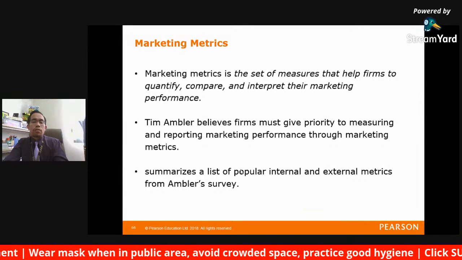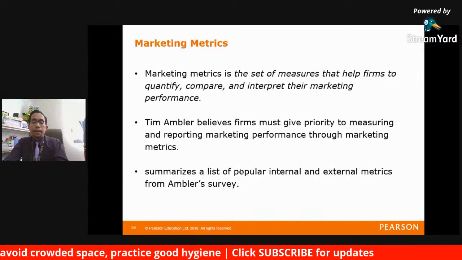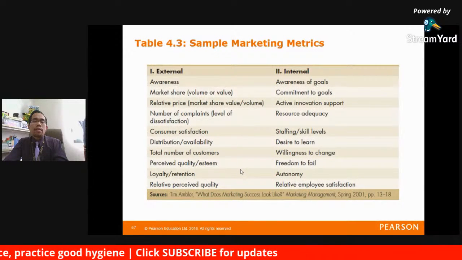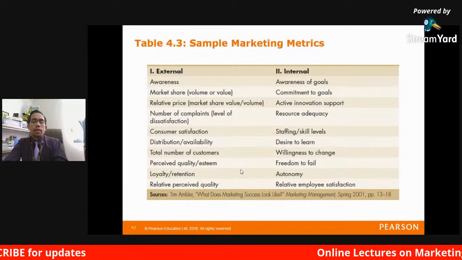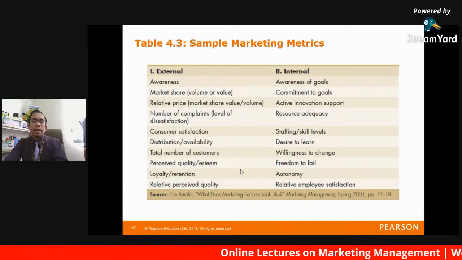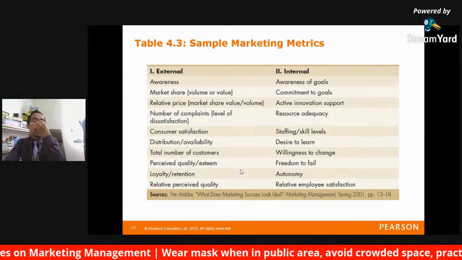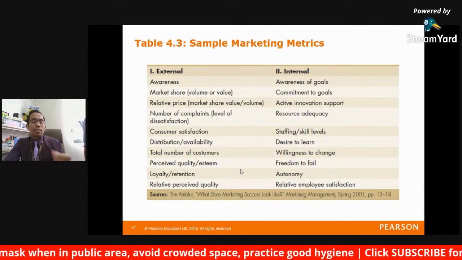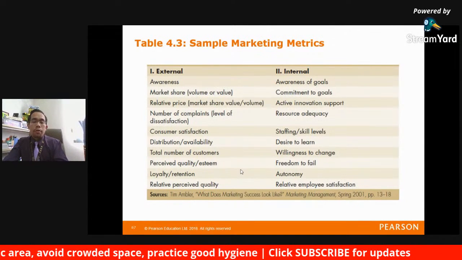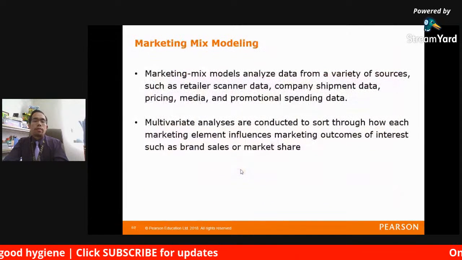Team members believe that firms must give priority to measuring and reporting marketing performance through marketing metrics. So you need to go find the Ambler survey. Sample marketing metrics: the Ambler, what does marketing success look like? But you need to put also other people's mistakes as your lines, which is how do you deal with those problems.